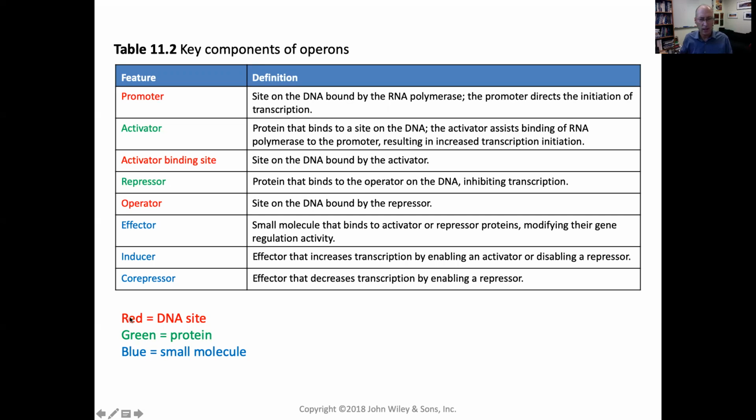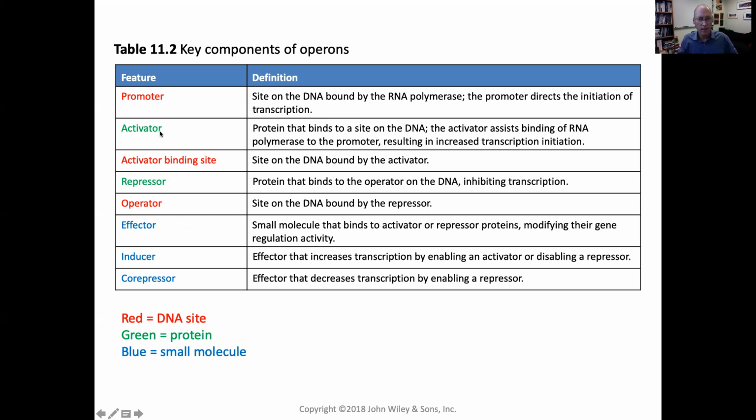So I color-coded these in this version of the slide. You'll have to do this yourself on the copy that you download. Red indicates DNA sites, green indicates proteins, and blue indicates small molecules that affect regulation. The other protein that's not shown here is, of course, the protein complex RNA polymerase, that we learned about last week.